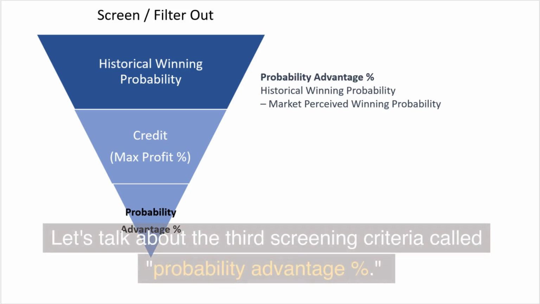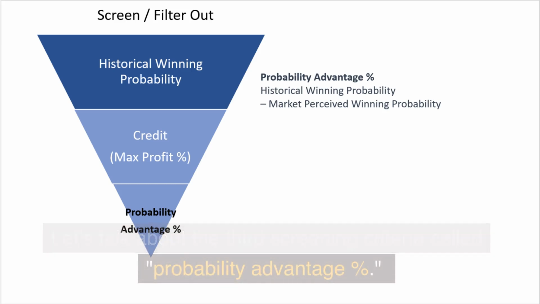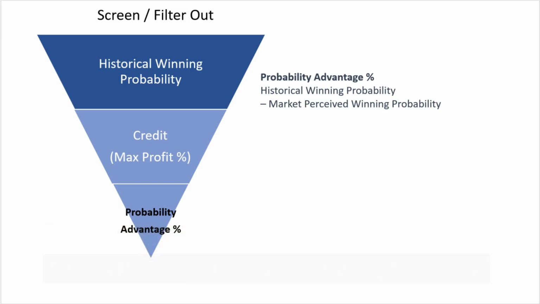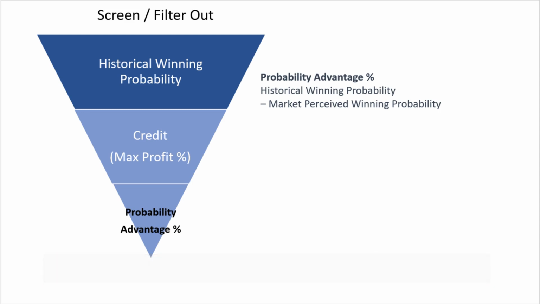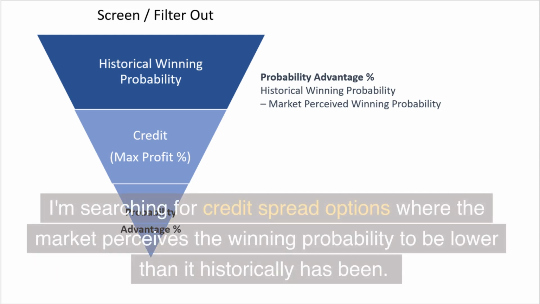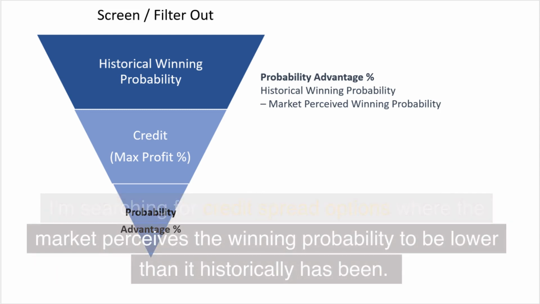Let's talk about the third screening criteria called probability advantage percent. What's that all about? It's pretty straightforward. I'm searching for credit spread options where the market perceives the winning probability to be lower than it historically has been.